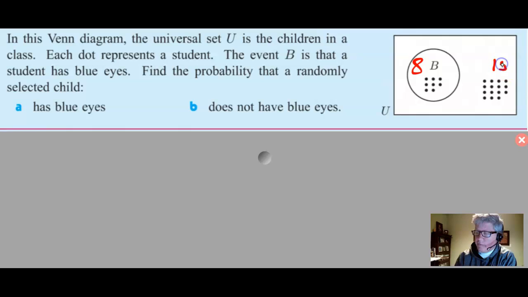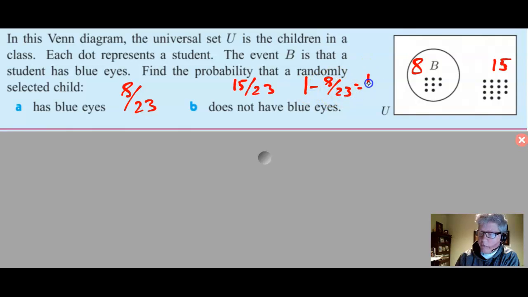So I got 15. And you would interpret that as 8 kids out of the class have blue eyes, 15 do not, with a total of 23 students. So blue eyes, 8 over 23. Not blue eyes, well, I could count and get 15 over 23, or I could have done 1 minus 8 23rds and gotten 15 23rds. Then I wouldn't have had to strain my eyeballs to count all those students.